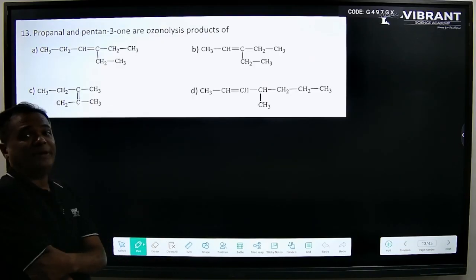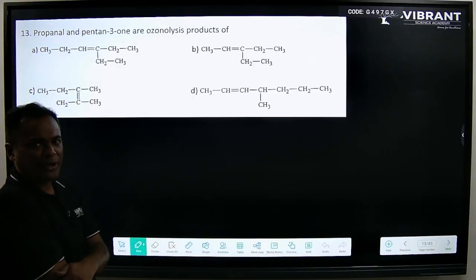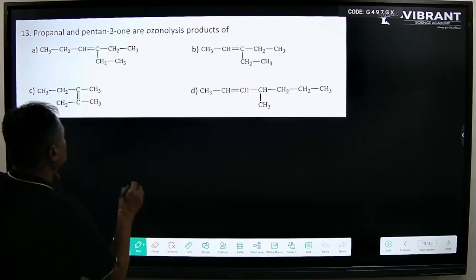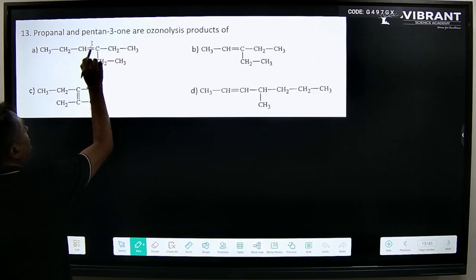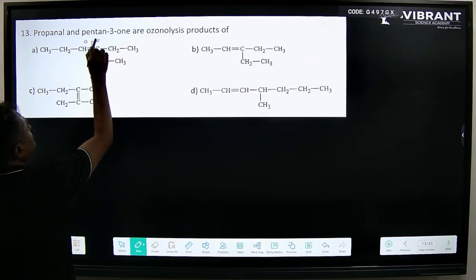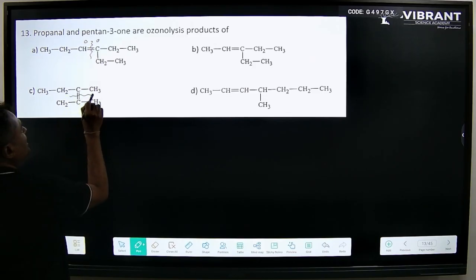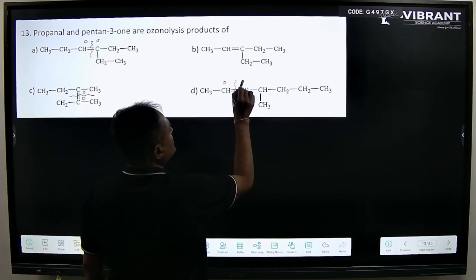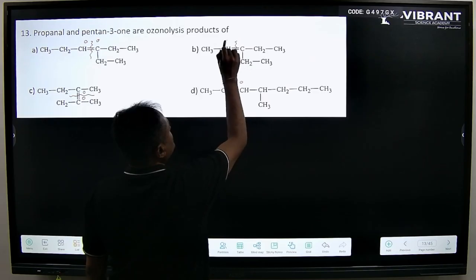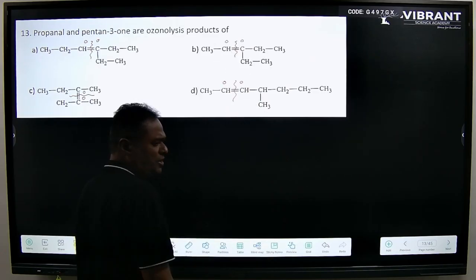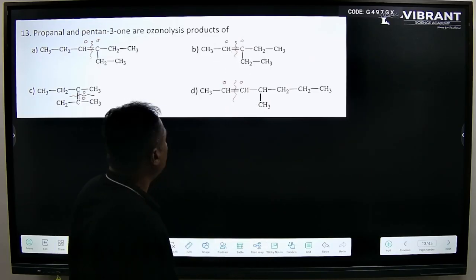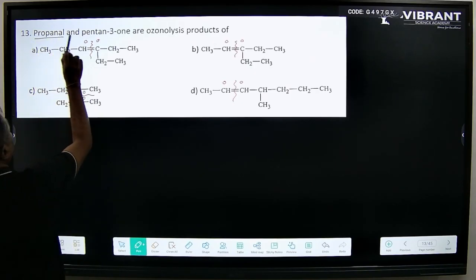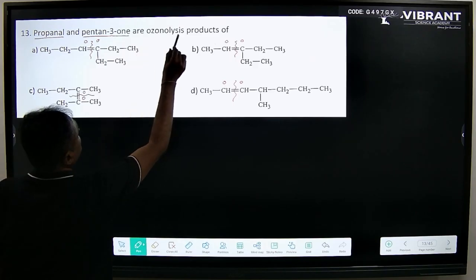Okay, the next question is based on ozonolysis, one of the most important topics and very simple. In case of ozonolysis, child, if you remember, there was a shortcut given to you that whenever you have a double bond, break the double bond and put oxygen on both sides. The same way I can do over here also, put oxygen on both sides. Over here also I can do the same thing, and here again, oxygen on both sides. Now my question to you all, if you know a little bit about nomenclature: the question asked is, propanal and pentan-2-one are the ozonolysis products.